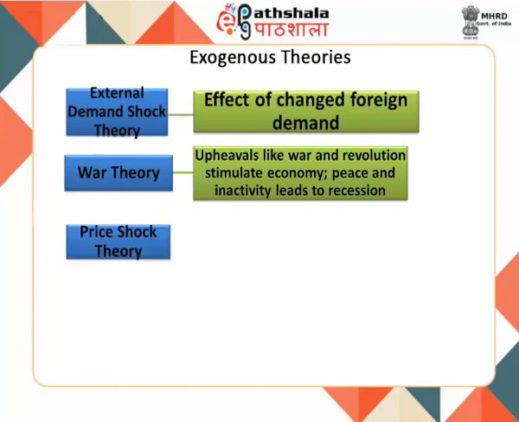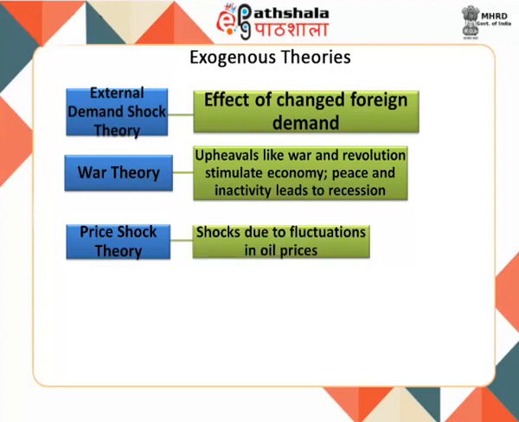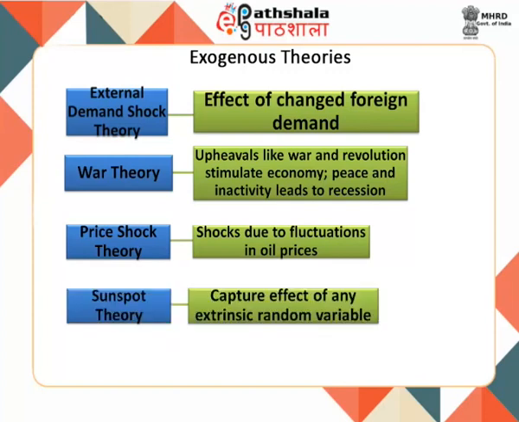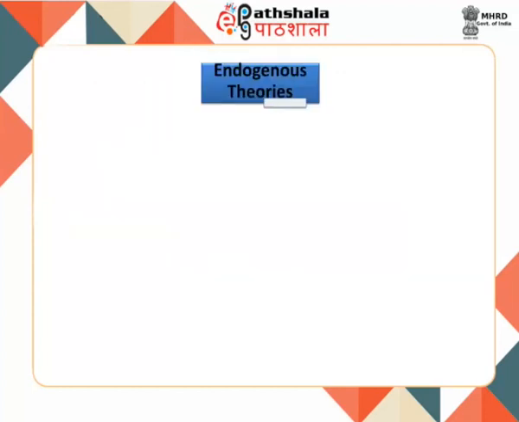The price shock theory includes the shocks due to fluctuations in oil prices. Discovery of new lands and resources, including gold, stimulates the economy. Scientific breakthroughs and technological innovations are often found to start sustained expansion phases. Sunspot theory may capture the effect of any extrinsic random variables like climate change, various natural and man-made disasters, etc.